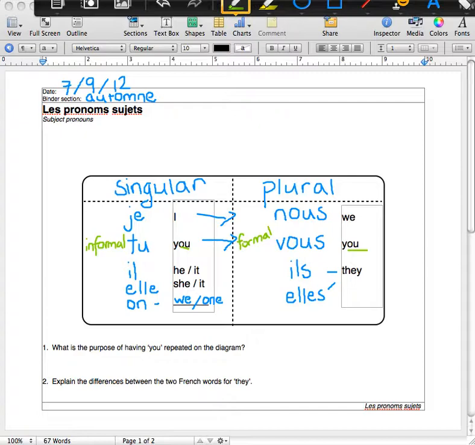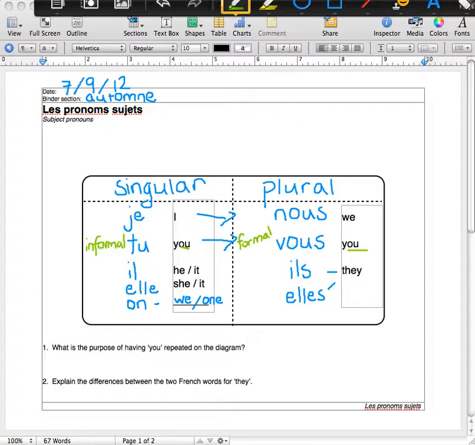So again, tu I use with people I know when I'm talking to one person. Vous I use with one person that I don't know, that needs a little bit extra respect. If, however, I have a group of friends, I know everyone, but they're in a group, if I want to get their attention, I'm going to say vous. Vous, hey, you, as in hey, you guys.